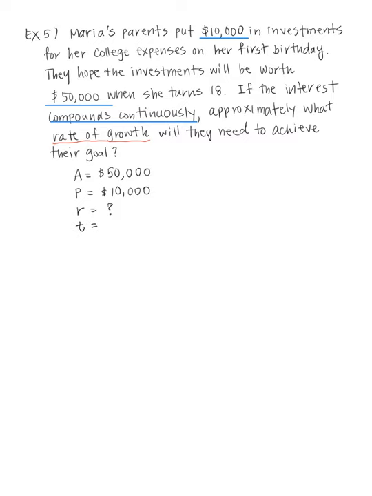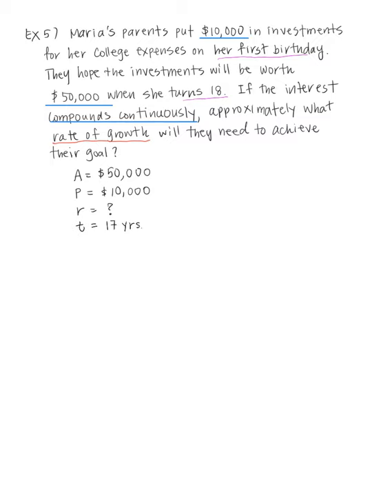So let's carefully read this problem. Notice that her parents are going to give her $10,000 on her first birthday, and then she's going to get that when she turns 18. So what's the value of t? Is it 18 or is it 17? It's 17 years. So I'm just going to write down 17 years. And I think we are good to go.